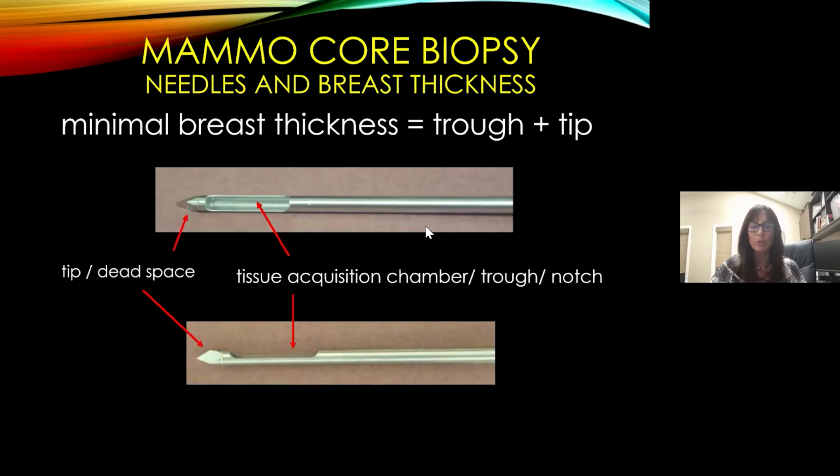Well, in the standard approach, where the needle is perpendicular to the plane of compression, all of this would need to be under the skin. Okay, so we have the tip or the dead space, and then the trough, the notch, the tissue acquisition chamber. All of that needs to be within the breast. So the breast thickness is really dependent upon the needle that you're using. You need to add up the dimension of the trough and the tip to know approximately the minimal breast thickness that you can use with that particular device.